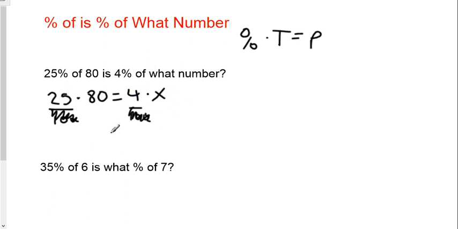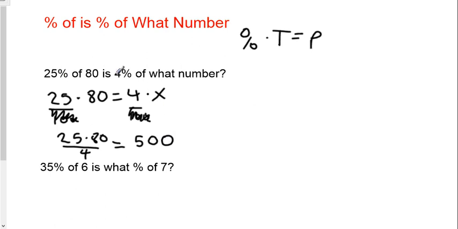Now it turns into a really basic algebra problem because all you have now is 25 times 80 divided by 4. And that will be your answer. 80 divided by 4 is 20, and 20 times 25 is 500. And there you have it.